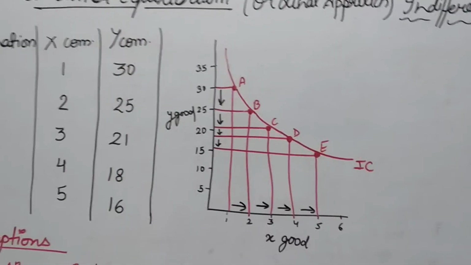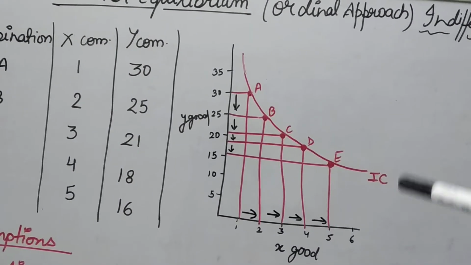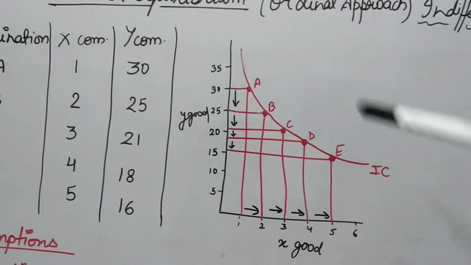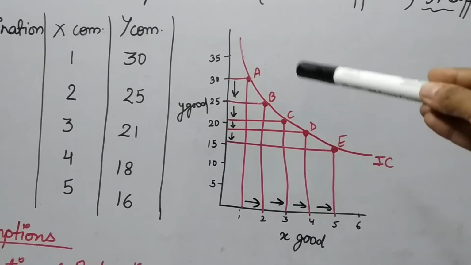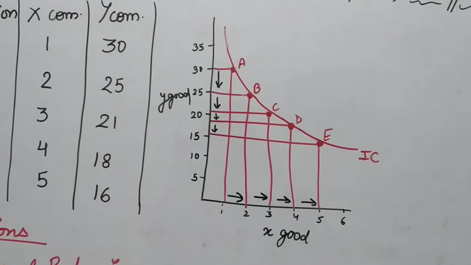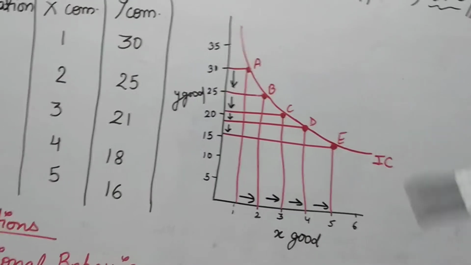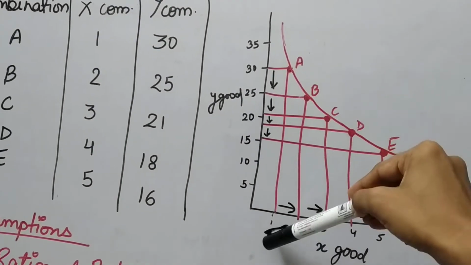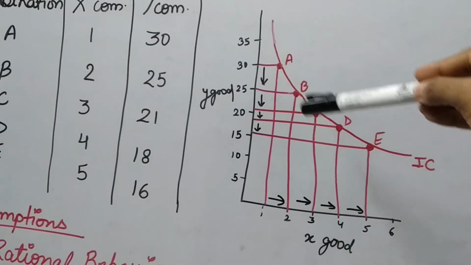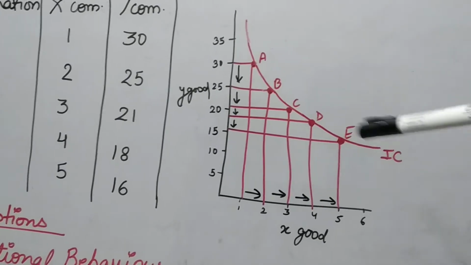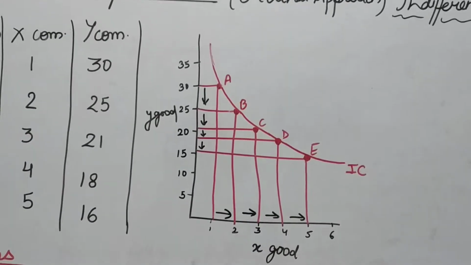Now you can see that when we join all these points we get the indifference curve, IC. One important thing in this diagram is that all the points A, B, C, D, E are giving him equal satisfaction. So what is the definition of the indifference curve? The indifference curve shows the combinations of two goods. At this point there is a combination of two goods, X 1 unit, Y 30 units. Here X 2 units, Y 25 units. So the indifference curve shows the combinations of two goods from which the consumer gets equal satisfaction. This is the meaning of the indifference curve.